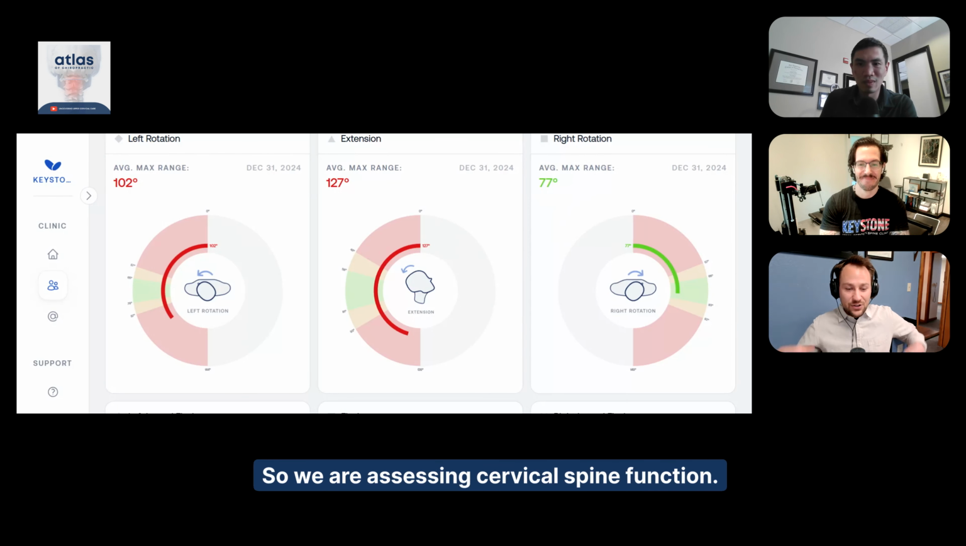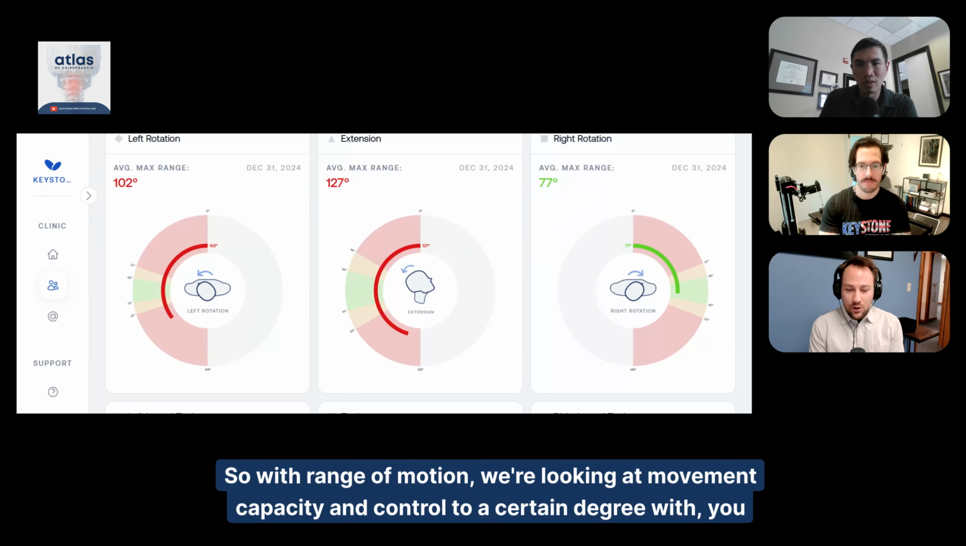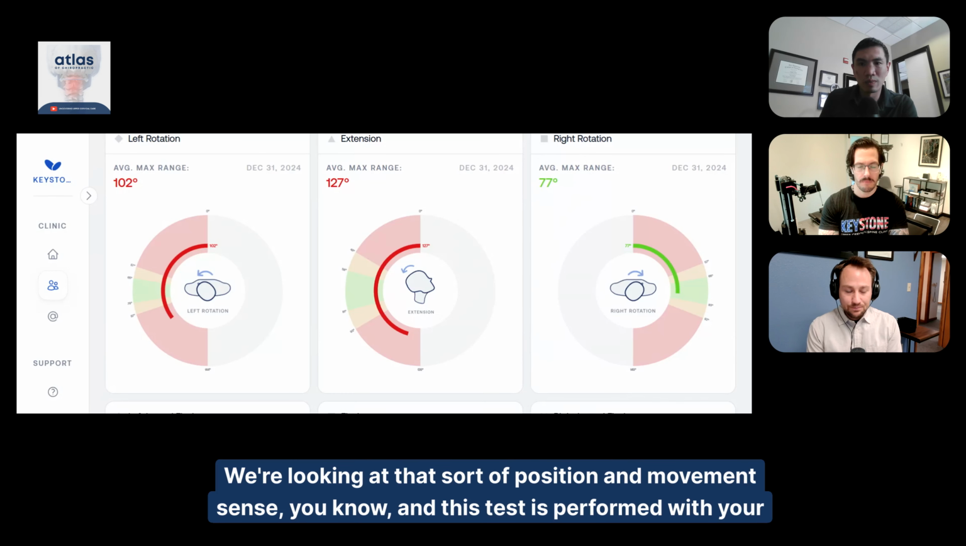So we are assessing cervical spine function. That's the theme through this whole series, is how can we assess the different aspects of cervical spine function. So with range of motion, we're looking at movement capacity and control to a certain degree. With JPE, we're looking at that position and movement sense.